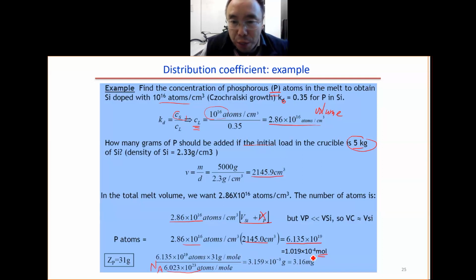Once you know how many moles you have, for phosphorus we have 31 grams per mole. So this number times 31 gives you this number. In that, you get 3.16 milligrams. You can see this number is in milligrams, and this is in kilograms. It's much smaller than the silicon.